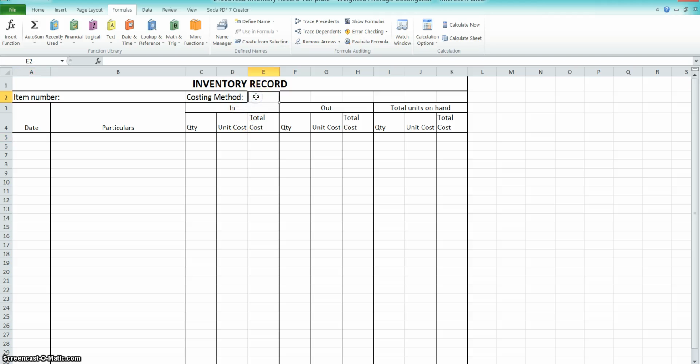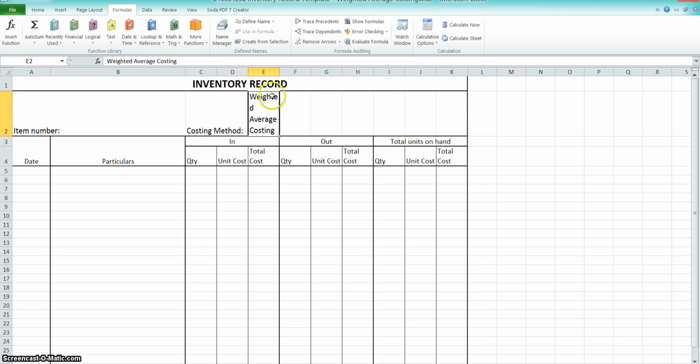In this example, I'm going to show you how to complete exercise 5.9 from the textbook, page 332. So we're using weighted average costing. Let's put that in there so we know.